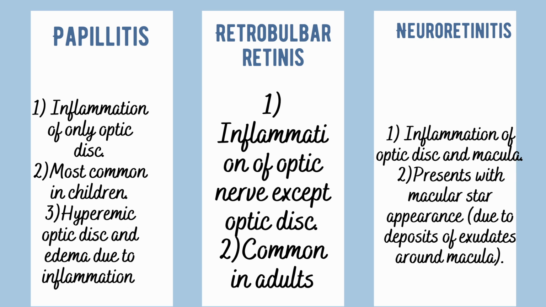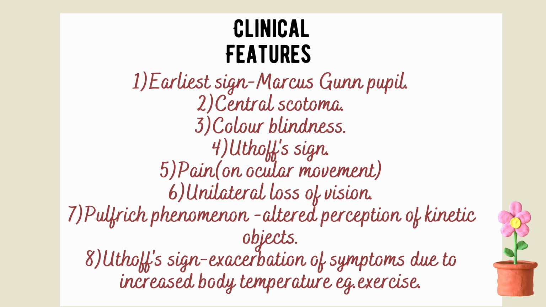Next comes clinical features. So what will come under the clinical features of optic neuritis? You can remember that with the mnemonic: "Do CUP MAR", meaning 2 times CUP: 2 times C, 2 times U, 2 times P. Then MAR is Marcus Gunn pupil, that is the earliest sign. Then 2 times C: one C is for central scotoma, another C is for color blindness. Then for 2 times U, one is Uthoff sign, that is the exacerbation of symptoms. Symptoms will increase due to increased body temperature, like with exercise.